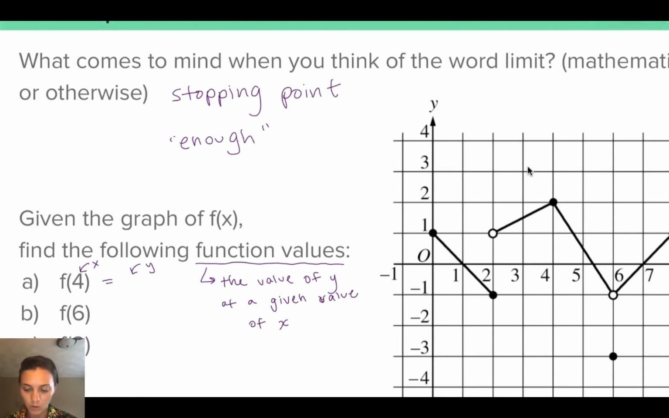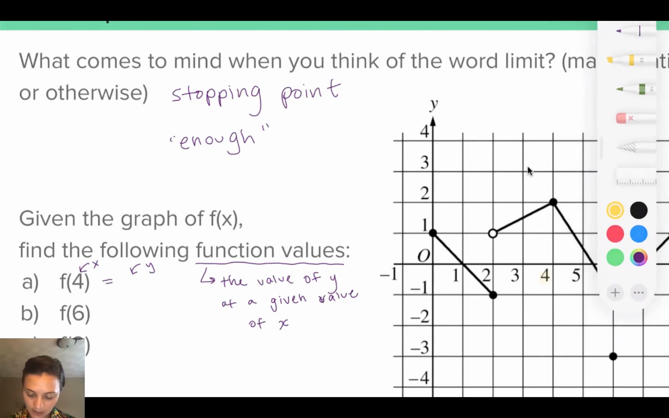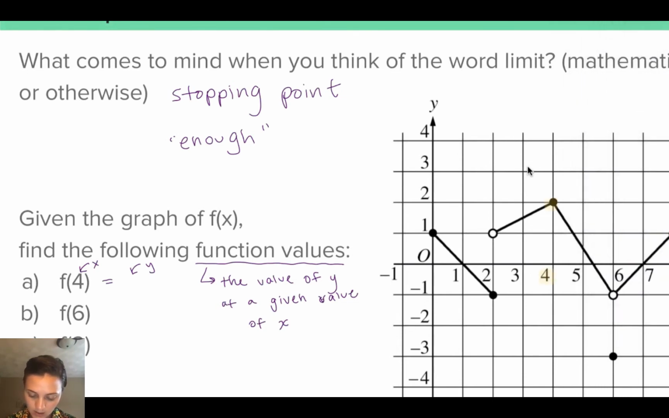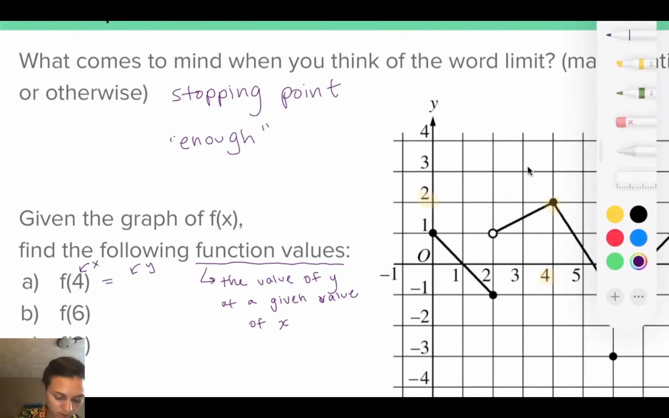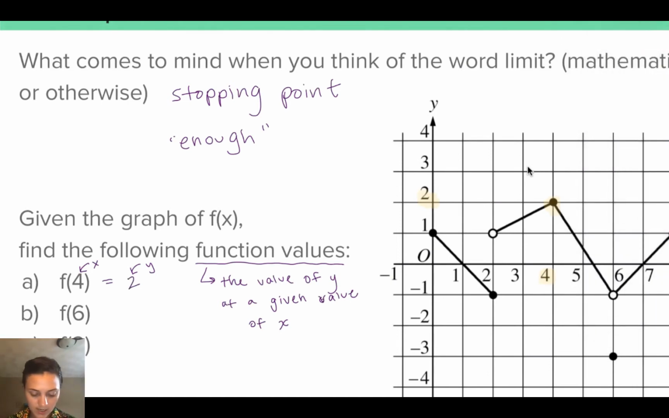So when x is 4, I'm going to highlight it. When x is at 4, the value of y is at 2. Easy. The next two just add a tiny bit of challenge.